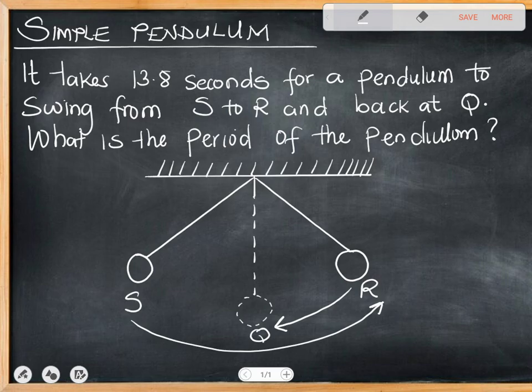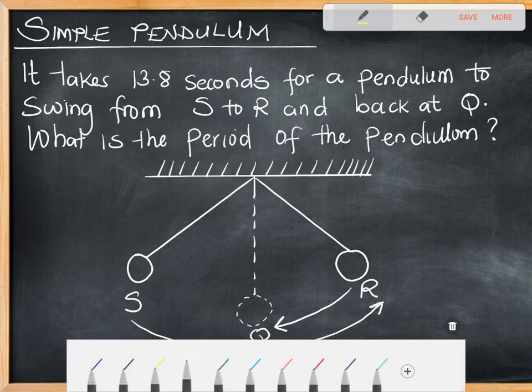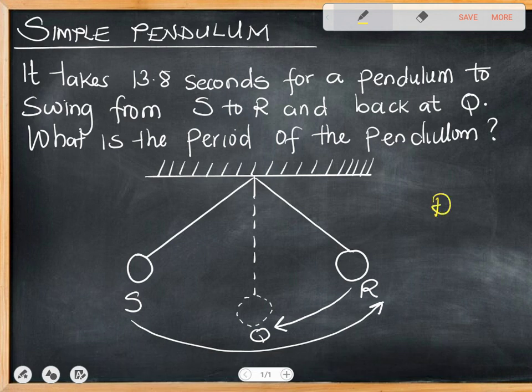Alright, now for us to find the period of the pendulum, here is what we need to take into consideration. We need n, which is the number of complete oscillations. We also need t, which is the time taken. This one we know, it is 13.8 seconds, and your time should be in seconds.